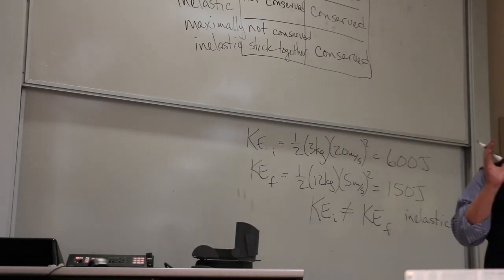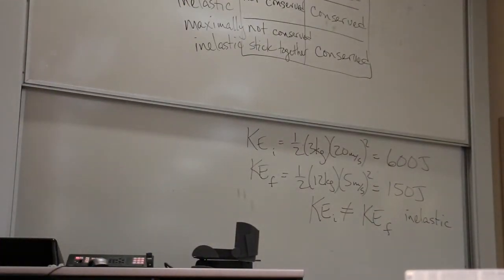There's not some test that you can just visually do to tell whether something is elastic or inelastic. You can tell if it's maximally inelastic or not, but for the other two, you just have to do the calculation. Did the kinetic energy stay the same or did it not? Now, yes, question? No? Just waving your hand?